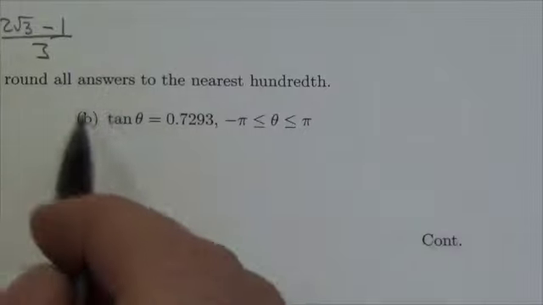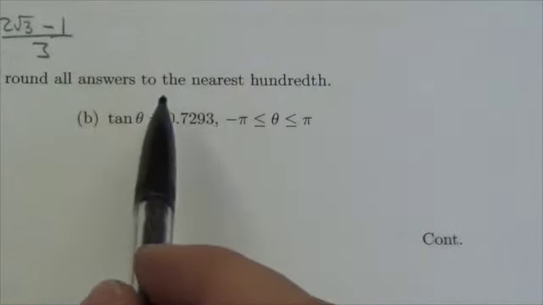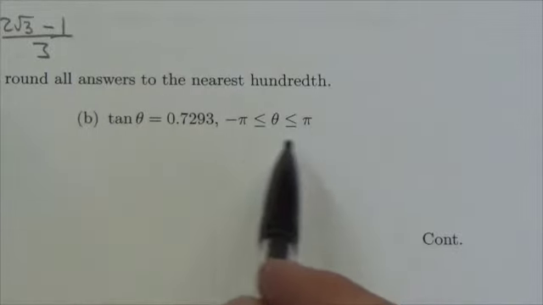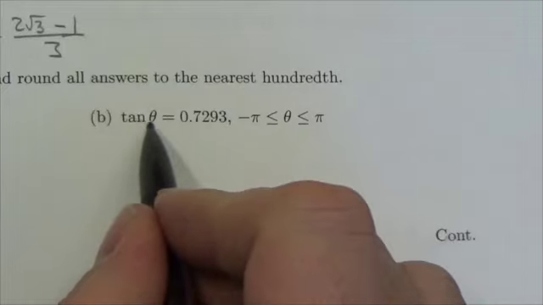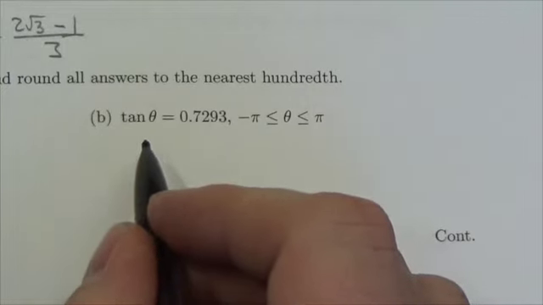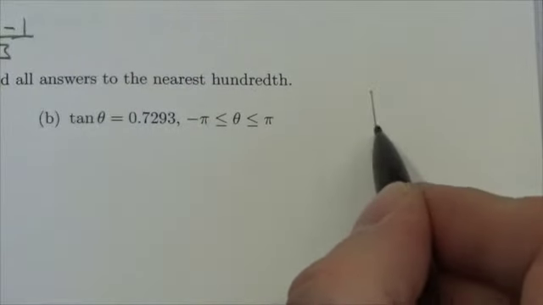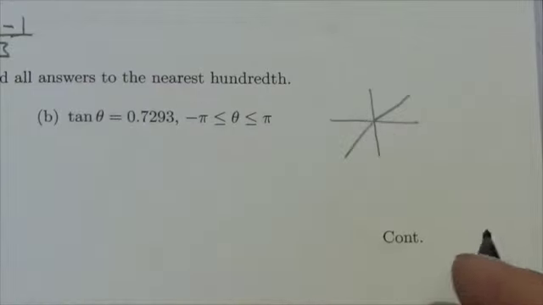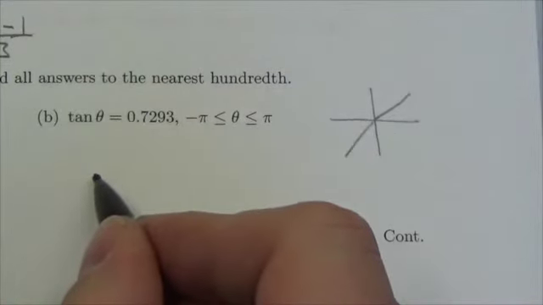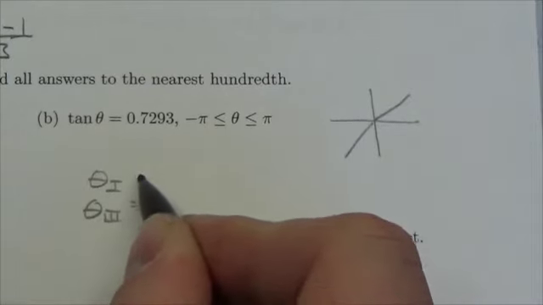Hi everybody. So in this question here we're being told to solve this equation here with angles to the nearest hundredth, in this domain. Now the first thing I'm going to look at here is notice that tangent is a positive ratio. Now what that means, and maybe I'll do this over here, tangent is positive in quadrants 1 and 3. So I'm eventually going to get a first quadrant angle and a third quadrant angle.